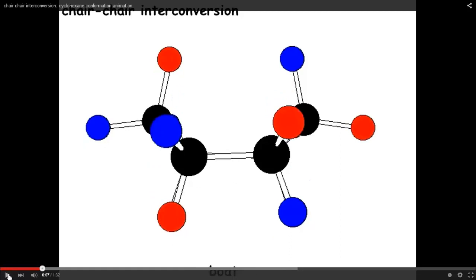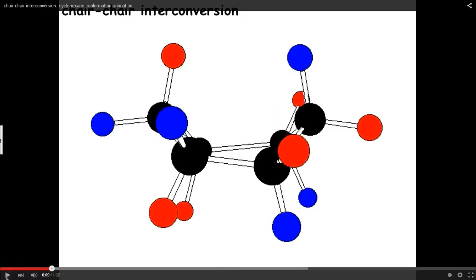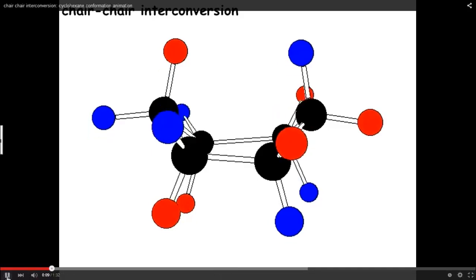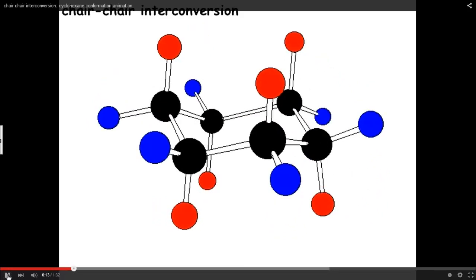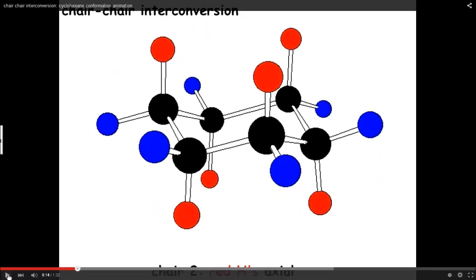And then it's in the boat, and you have these hydrogens pointing straight up. They're actually pretty close together. We have some other hydrogens that are eclipsing. Down here in the bottom, there are actually two red and two blue hydrogens totally eclipsing each other, so you can't see them. Back to the other twisted boat, the other half chair. And now we're back to the other chair conformation where the red hydrogens are now axial and the blue are equatorial.